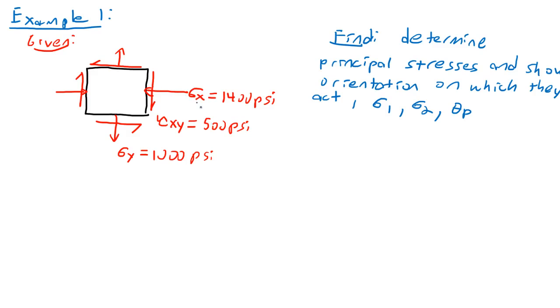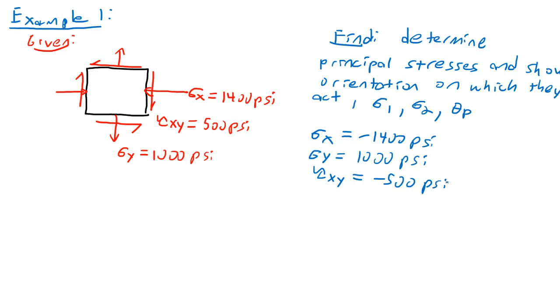So, let's see. Solution: we know that sigma x is negative 1400 psi. I'm just putting in negative because it's compression. Sigma y is going to be equal to positive 1000 psi because it's in tension. And tau xy is negative 500 psi. Not because it's in compression or tension, but simply because it's going opposite to our standard sign convention of positive shear stress.